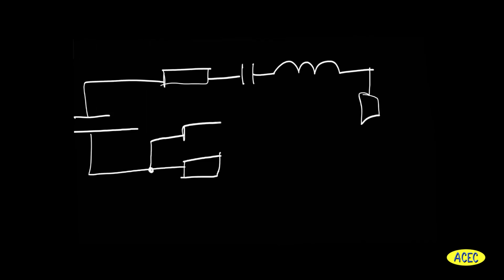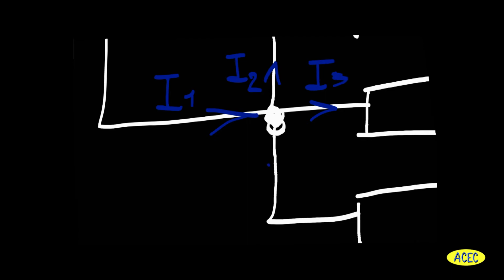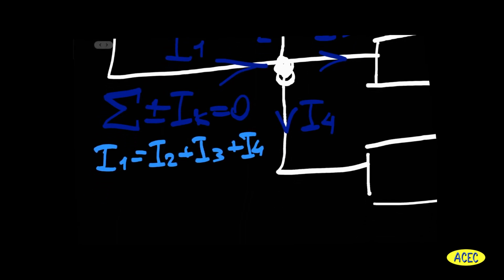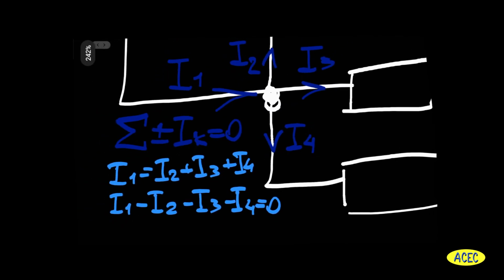Let's imagine that we have an electrical circuit. In a certain section of the circuit, we meet a node in which we see the following distribution of currents. According to Kirchhoff's first law, we have the sum of all currents following into a node equals to the sum of currents following out of the node. This is the first Kirchhoff's law, or Kirchhoff's current law.